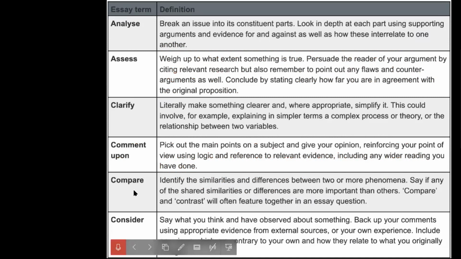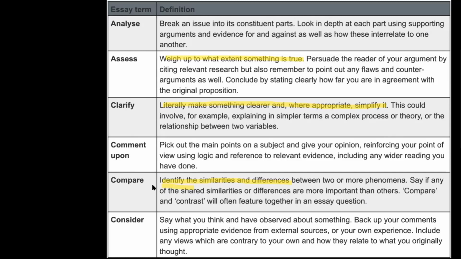Right, so there's one I want to identify here. Basically, I just want to say these are all different. Compare: identify the similarities and differences. So that's comparing, which is different from assess, which is to weigh up to what extent something is true, which is different to clarify, which is literally making something clearer and, where appropriate, simplify. So if you're asked to clarify rather than compare, you're doing something different in the essay.